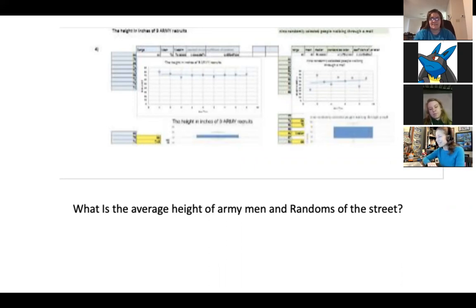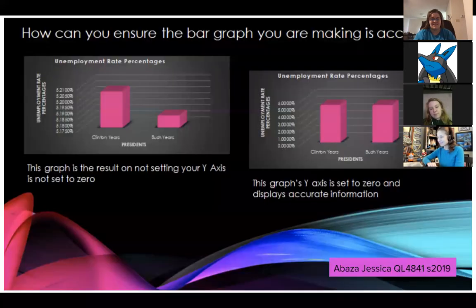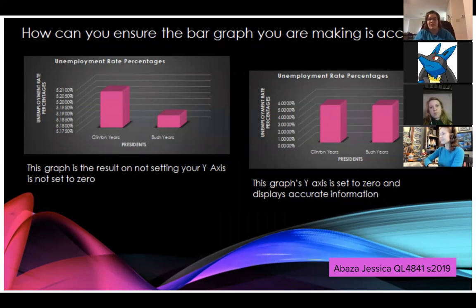Thanks, Ruby. Ruby, can you ask Abaza this? How can you ensure the bar graph you are making is accurate? So earlier we were talking about setting our y-axis to 0. Here is another example of that.